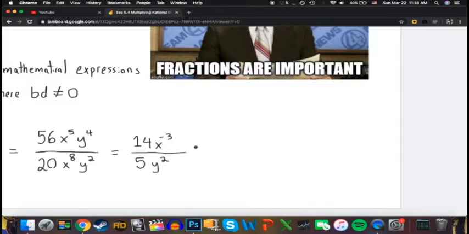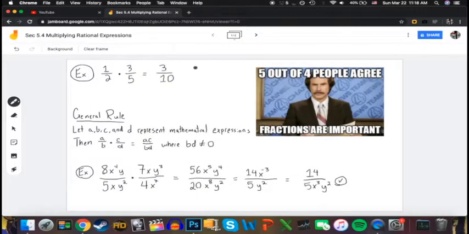Now if they did ask you to express these in terms of positive exponents, you recall that if you have something raised to a negative power, it's the same as putting it in the denominator of your expression. So that x to the 3rd is going to become positive when it gets moved down here. And so this turns out to be our final answer. Okay. Now that was a relatively easy case.